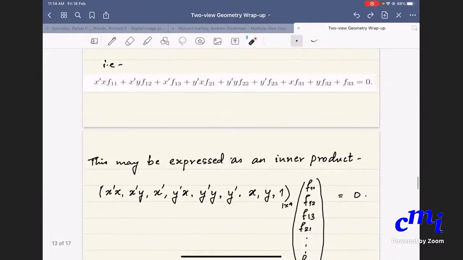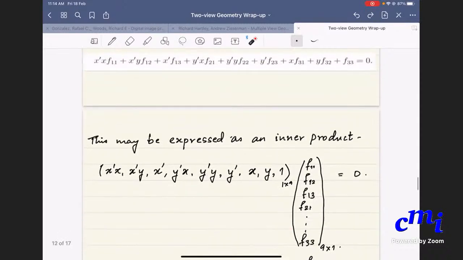Now we can express this equation as an inner product. What we can do is take the elements of F in row major form, which means you write all the rows one after the other and look at that column vector. So this is F, and the coefficients I have written here. This same equation is expressed as an inner product in this form.